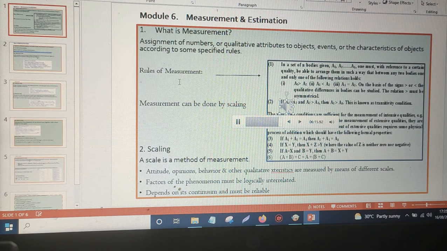So you have to draw out a scale for attitudes, for opinion, for behavior, and other qualitative characteristics. You have to use different scales for them, and the most popular is the Likert scale. Factors of the phenomenon must be logically interrelated. There must be logic in drawing out the scale. It must follow, it must be sequential. Then this will depend on its continuum and must be reliable. It must be tested to be reliable, because if it is not, then you cannot draw out the necessary information you require from the respondent.